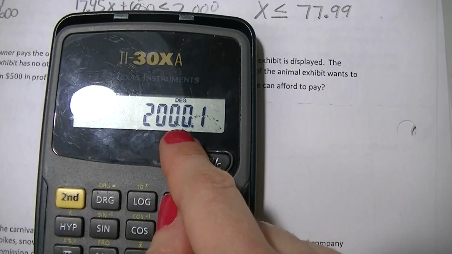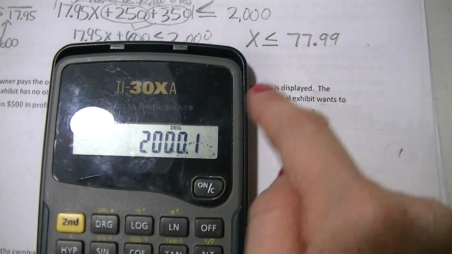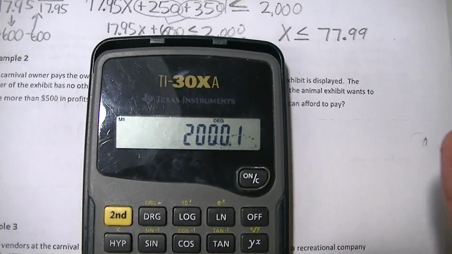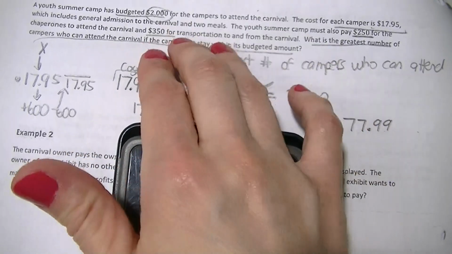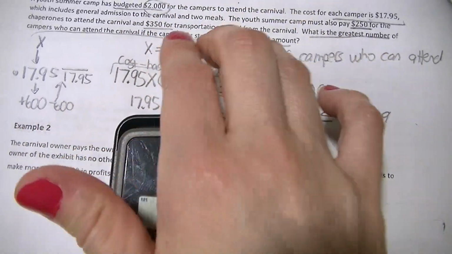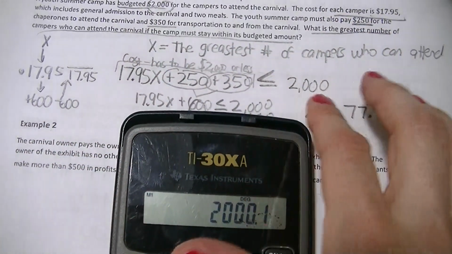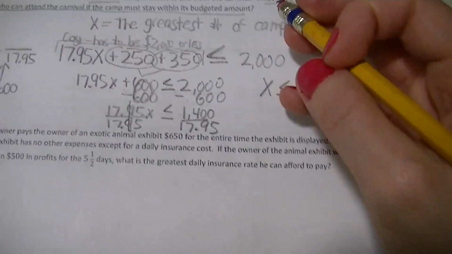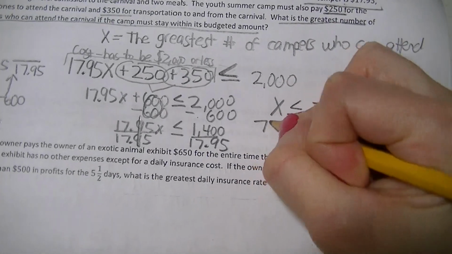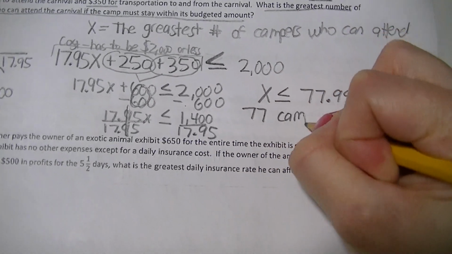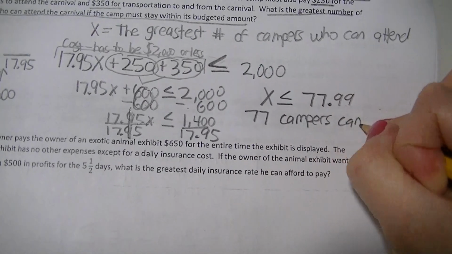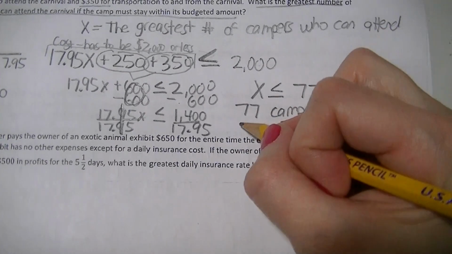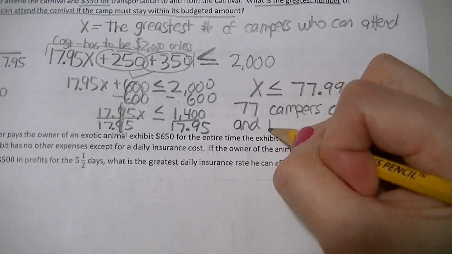So you'll see if 78 campers went, it would put them over budget by 10 cents. That might not seem like a lot to some people, but they have a goal specifically outlined right here that they want to remain within budget. So don't you dare put 78 campers. How many campers would you put? You'd put 77 campers can attend, and this will keep them in budget.